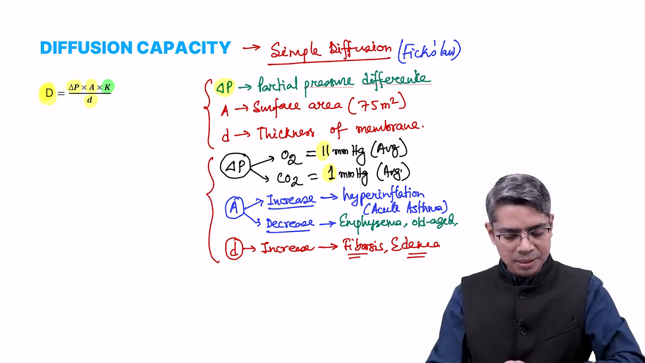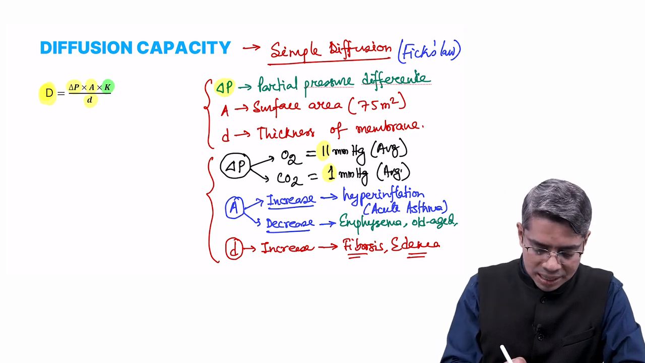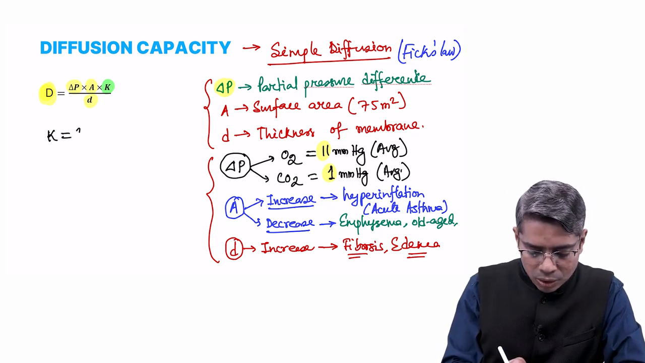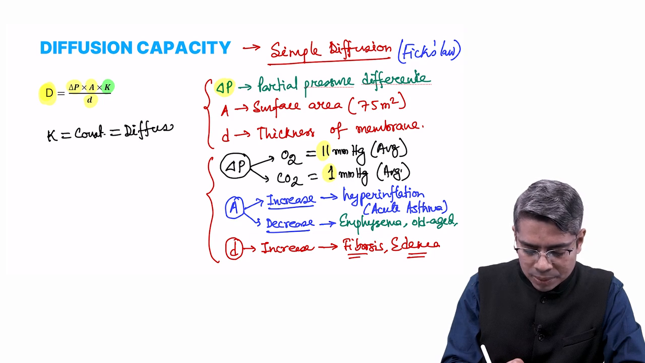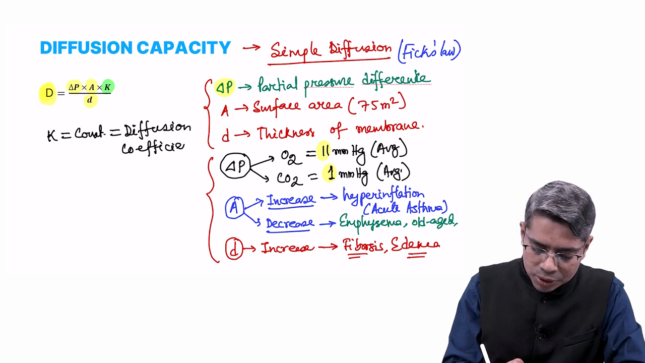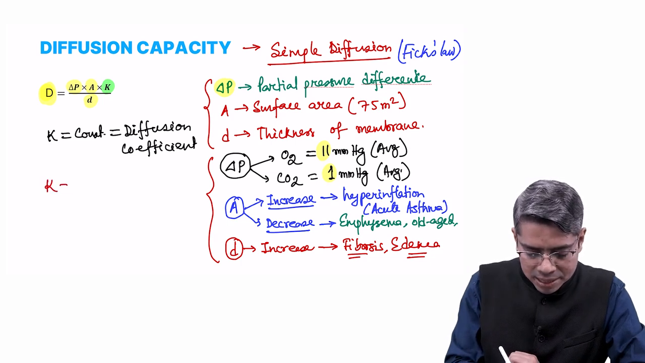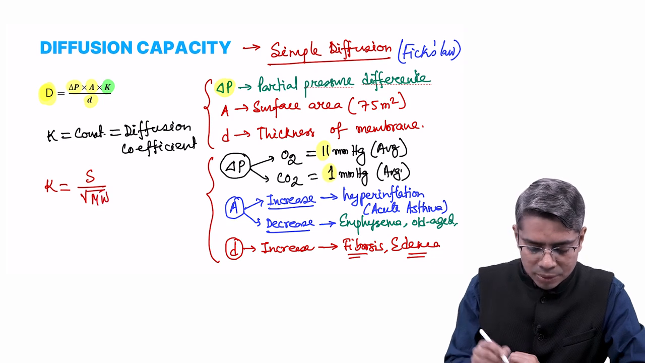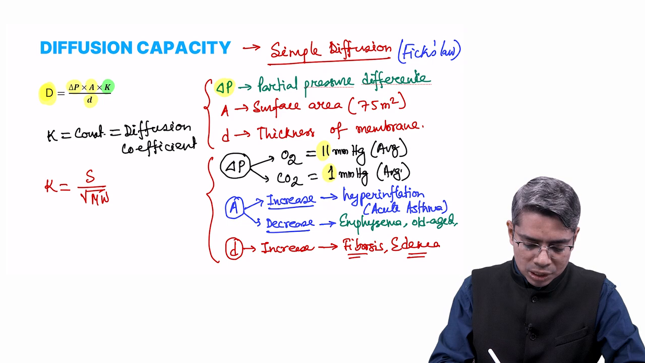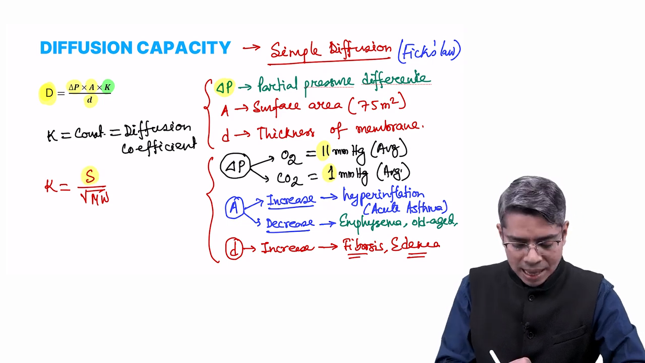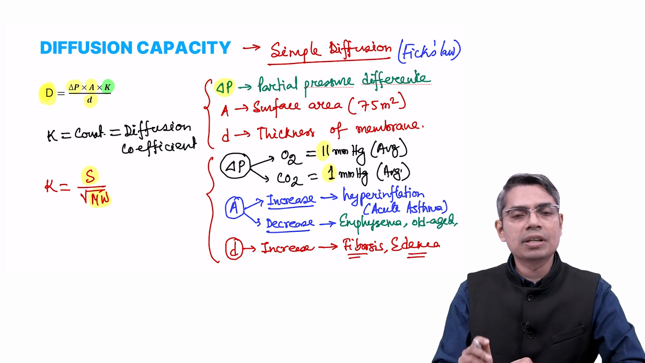Okay, so now you have understood all these three parameters, how they are going to change the diffusion capacity. Now we are coming to this K. This is a constant. I told you the name of this constant is diffusion coefficient. Now this diffusion coefficient depends on two factors. So K is equal to S upon the square root of mW. So what is this mW and S? S is the solubility of the gas in liquid and mW is the molecular weight of the gas.